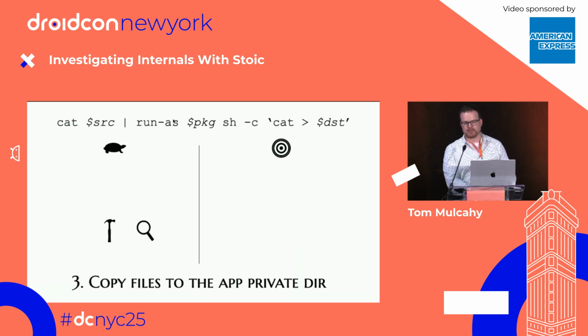On the left is the shell process where my script is running, and on the right is the target app. I want to copy the remaining files over to the application private directory, but permissions block a straight copy, so I have to pipe them through run-as. This command at the top is a bit cryptic, but what's happening is I'm reading the source file and writing it to standard out, and then in a separate process running as the target app user, I'm reading the standard in and writing to the destination file within the application private directory.